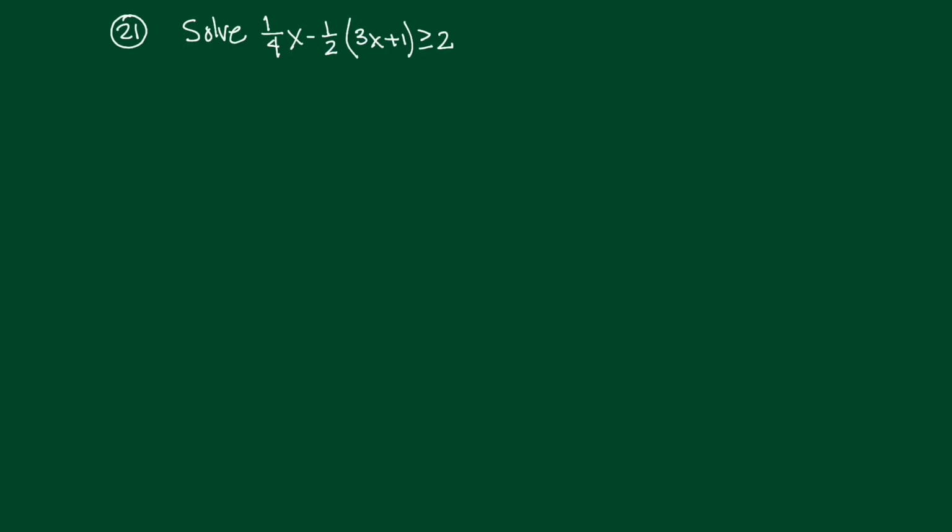Oh, look at this 21. We've got more fractions. But we're okay with this. We know how to deal with these. Let's get the LCD. So the LCD here is 4, right? Because 4 is the smallest number both 2 and 4 divide into.